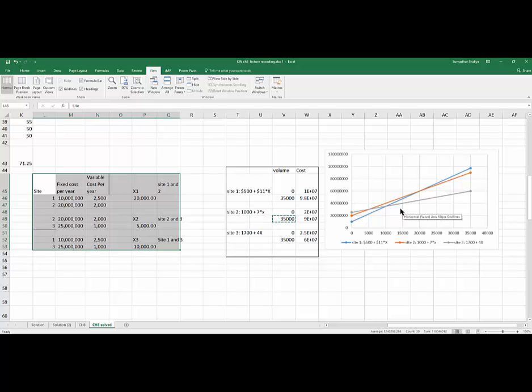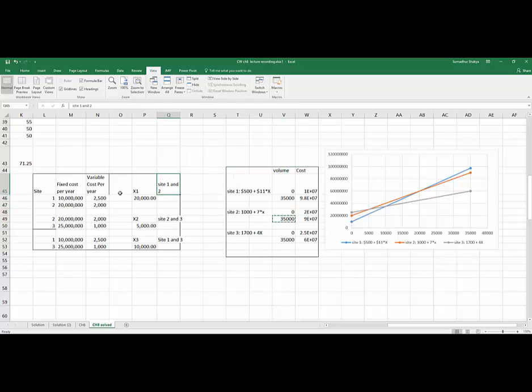So I would always suggest that you do this type of calculation to find the break-even point between two sites at a time, by comparing them one with the other, and use the graphical solution to get the bigger summary type of picture, because this makes it very clear.